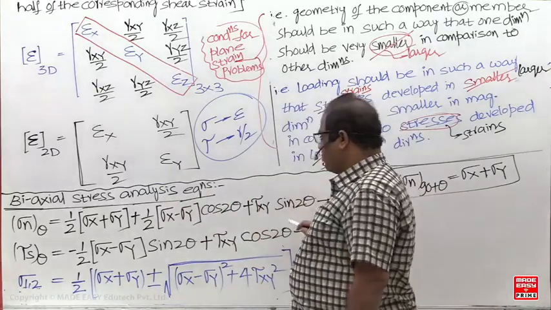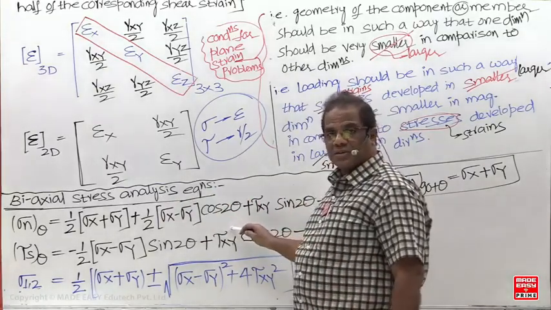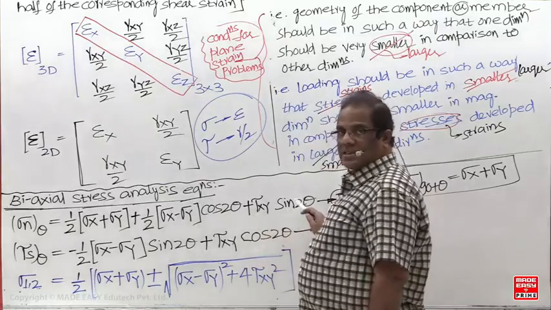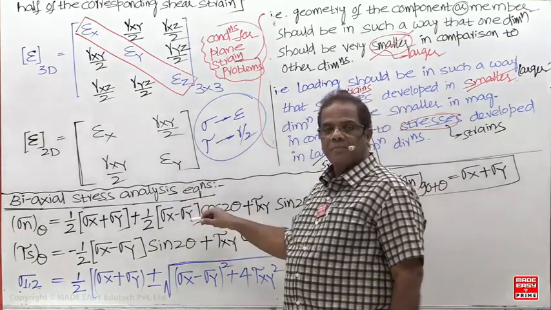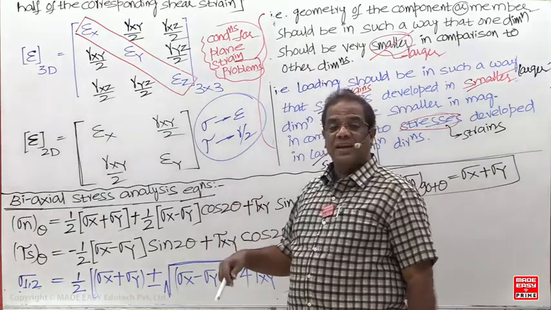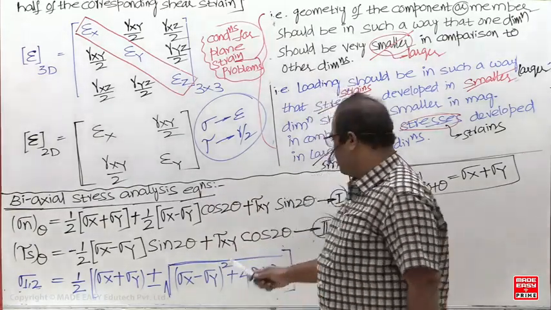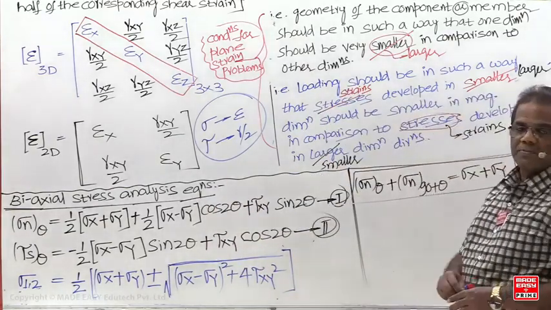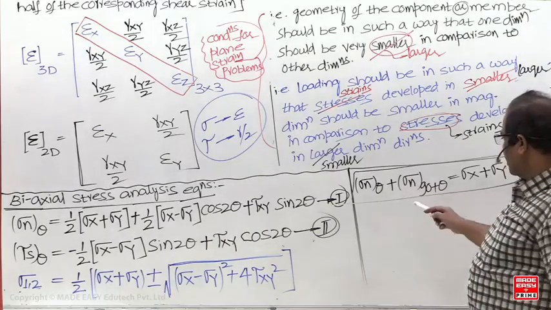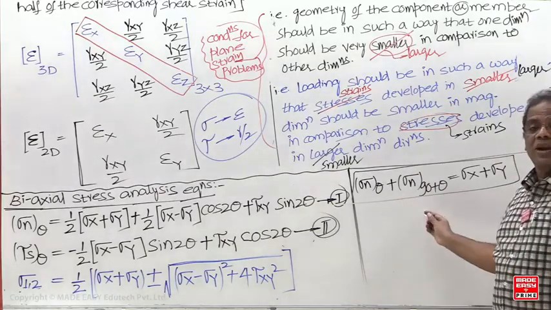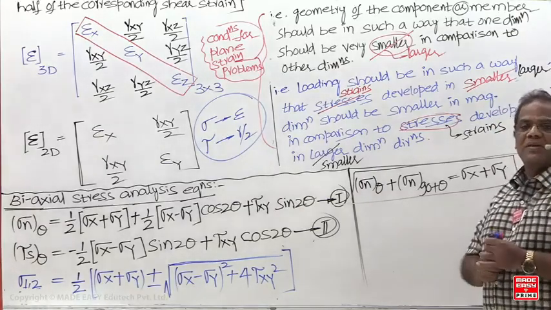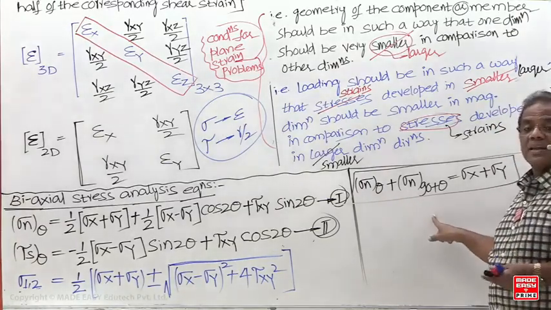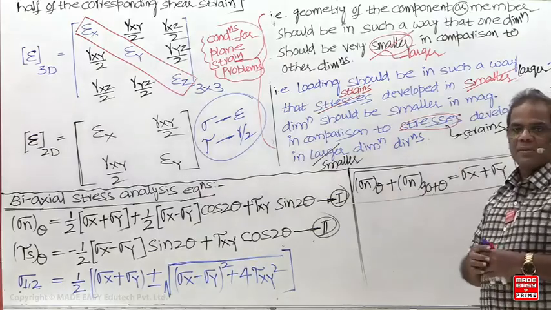This term also becomes a minus: cos 180 plus 2 theta is minus cos 2 theta, minus sin 2 theta. Add these two. What happens? If I add the sigma at an angle of theta and the sigma at an angle of 90 plus theta, we get sigma x plus sigma y. That's why these two are equal and unlike only when sigma x plus sigma y is 0. Complementary normal stresses are equal and unlike only when sigma x plus sigma y is 0.